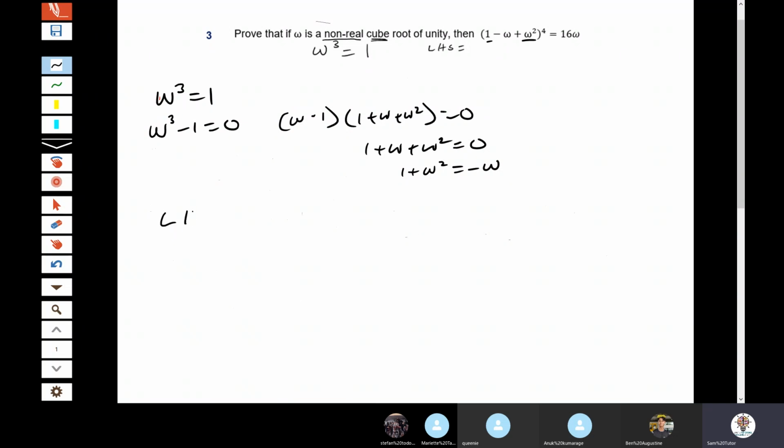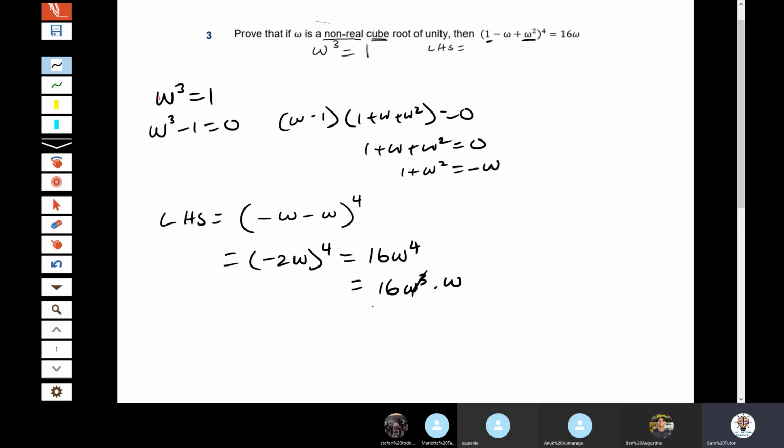So that means from your left-hand side, instead of expanding this whole 3 terms, power of 4, it can be now negative omega, negative omega. Look how much easier that looks all of a sudden. That just becomes negative 2 omega. 2 to the power of 4 is 16, omega to the power of 4. But what's omega to the power of 4 equal to? Omega to the power of 3 times omega. And that is the proper way of doing these questions. Boom. So you shouldn't have needed to actually expand power of 4.